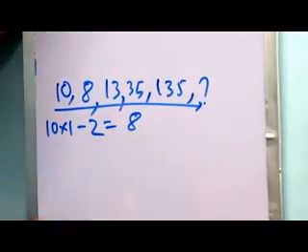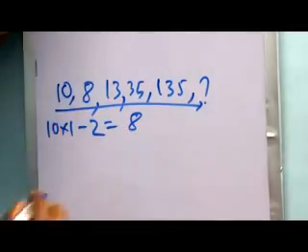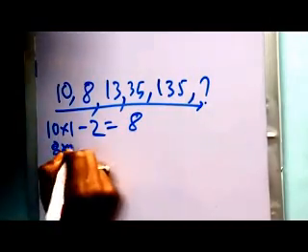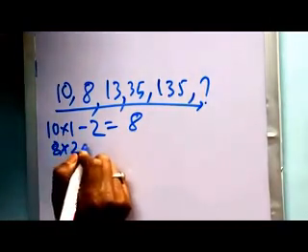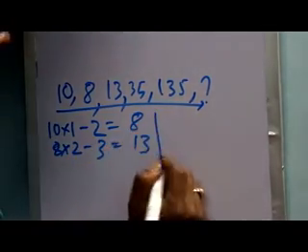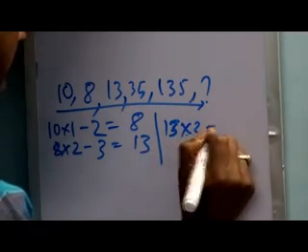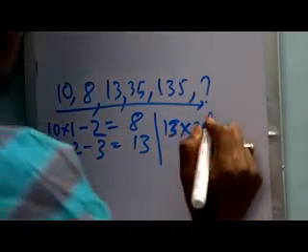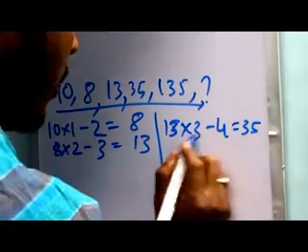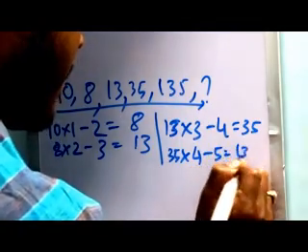Now we can see that 10 into 1 minus 2 equals 8. Now what is the relation between 8 and 13? If we multiply 8 into 2, it is 16, minus 3 equals 13. Similarly, 13 into 3 minus 4 equals 35, and 35 into 4 minus 5 equals 135.